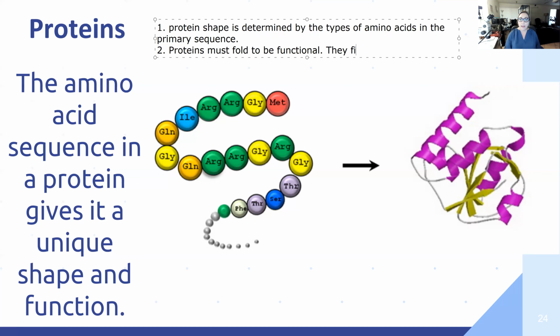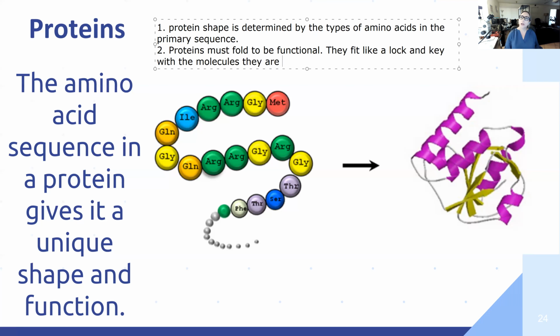They fit like a lock and key with the molecules they are affecting. Right, so an enzyme is going to bond with a certain molecule, and it's like a lock and key fit. So if that shape is disrupted, the protein no longer works.